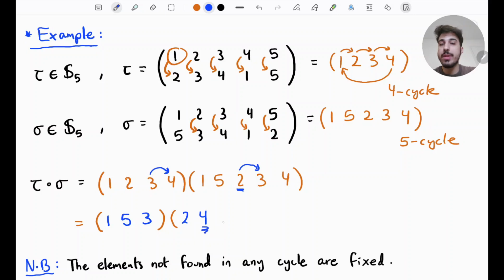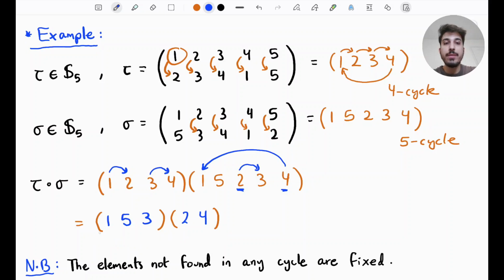Now what happens to the element 4? Well, we see that 4 is sent to 1, and 1 is sent to 2. So that means 4 is sent to 2. But we do not write 2 here because 2 is already written. All we do, again, is close the parentheses and send it back to the first element in the cycle. So this completes the description of the composition tau sigma.